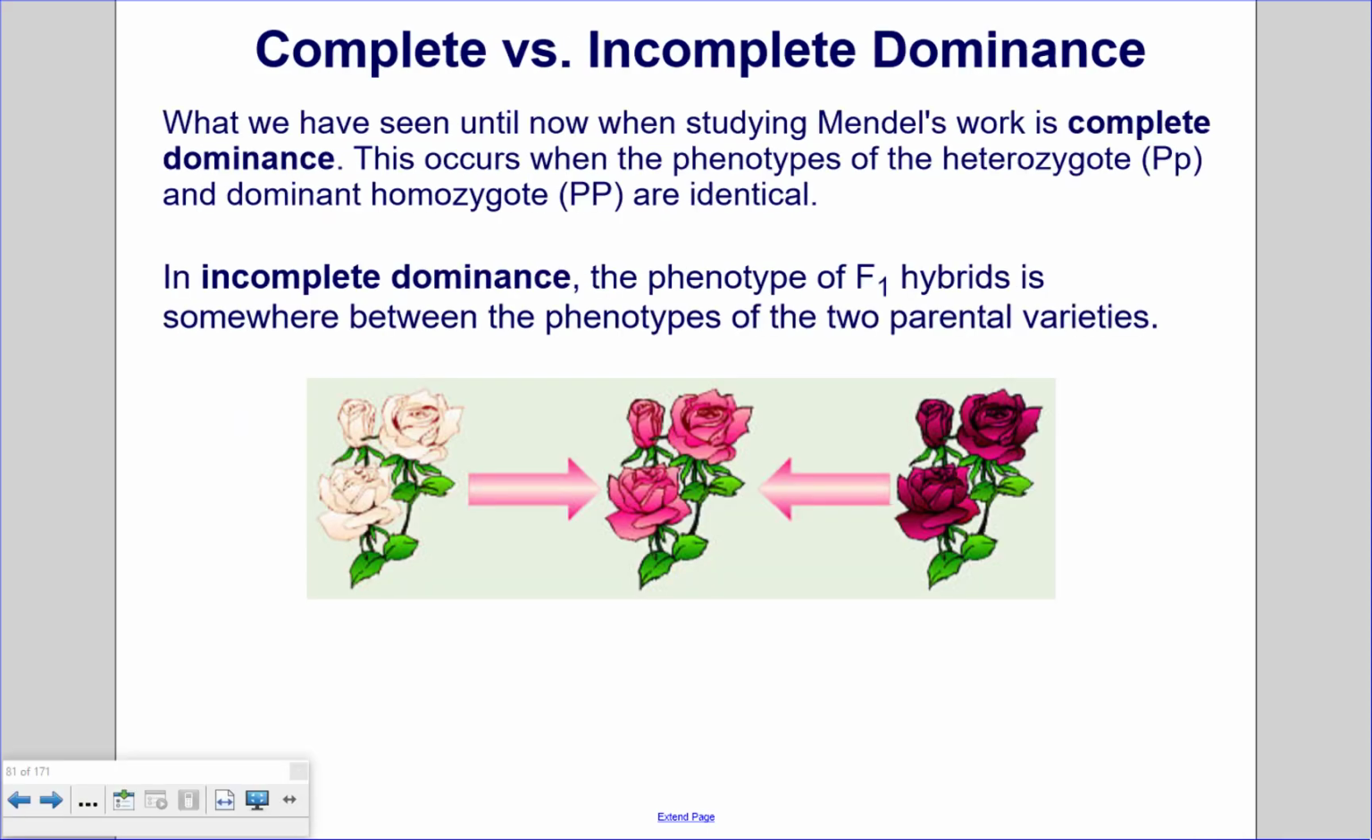Complete versus incomplete dominance. What we have seen until now when studying Mendel's work is complete dominance. This occurs when the phenotypes of the heterozygote, for instance big P little p, and the dominant homozygote, big P, are identical. This is not the case in incomplete dominance. In incomplete dominance, the phenotype of the F1 hybrids is somewhere between the phenotypes of the two parental varieties. In this case, we have white flowers crossing with red flowers to produce pink flowers.